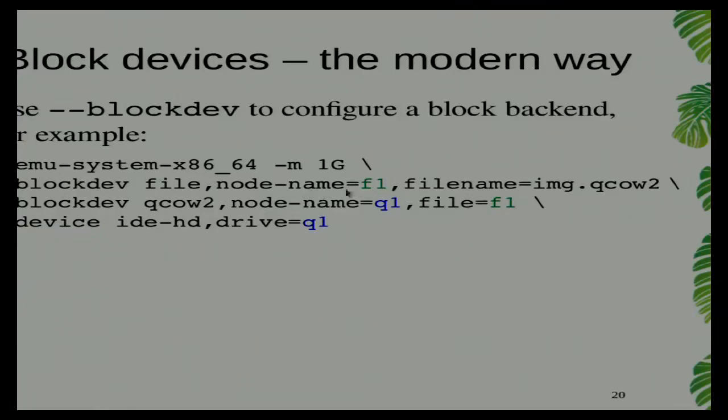And the file driver just gives me raw access to the file. On top of that, I have to specify a driver that handles the layout of the file. So this could be QCOW2, VMDK, something like that. So I specify another blockdev driver, in this case QCOW2, give it another node name, and I say connect to the raw driver that I specified just before.